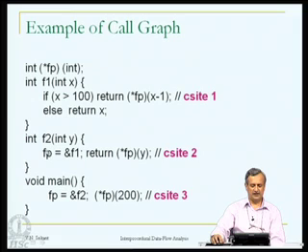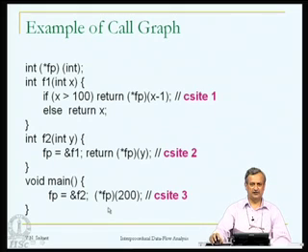And f2 is similar, fp is assigned f1. So, fp now points to the function f1 and then you return *fp(y). So, again it is a call through the function pointer. Main assigns f2 to fp and calls through fp.